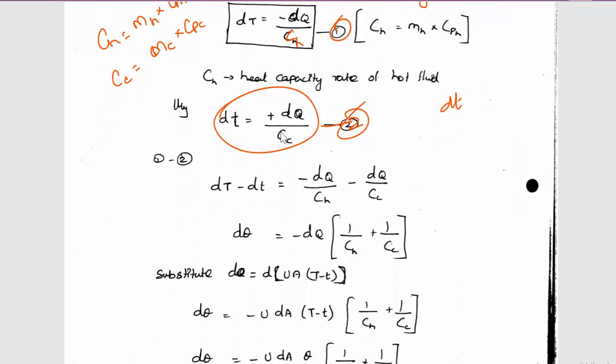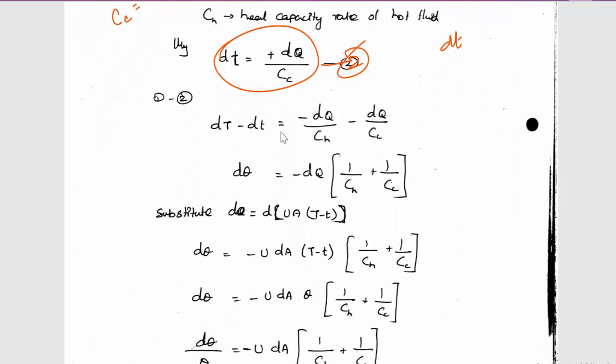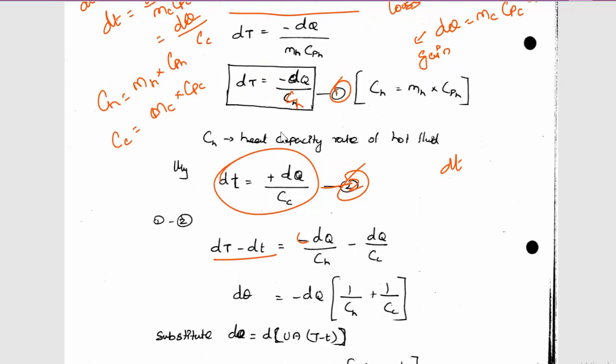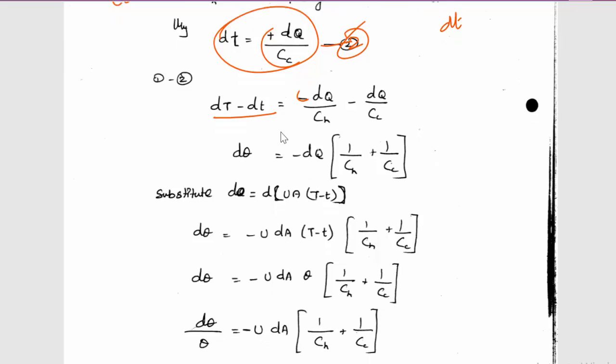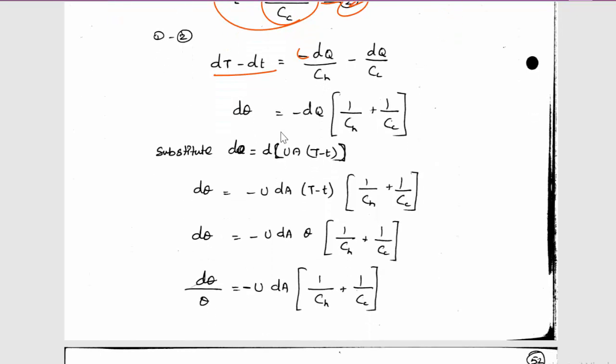So I am going to subtract these two equations, that is dT minus dt equal to, so this minus comes from this equation and this minus from this one, I am writing here. So dq can be taken out from the equation, and inside 1 by ch plus 1 by cc. Now I am going to substitute dq equal to d of UA into T minus t. So q equal to UA into T minus t.